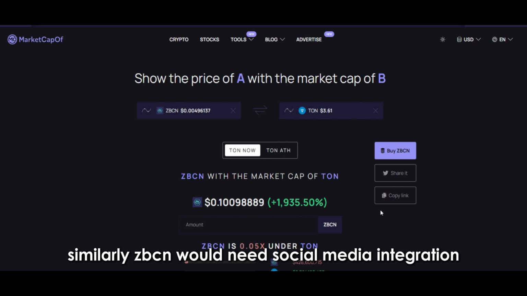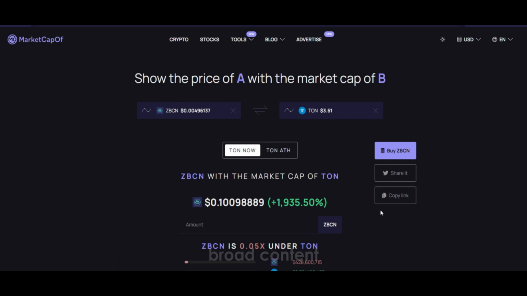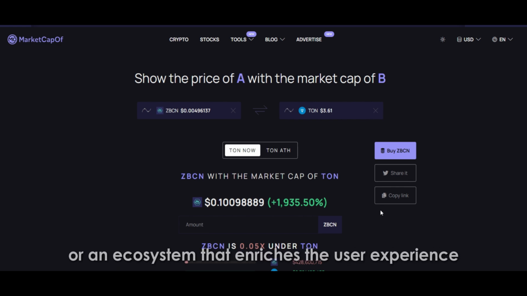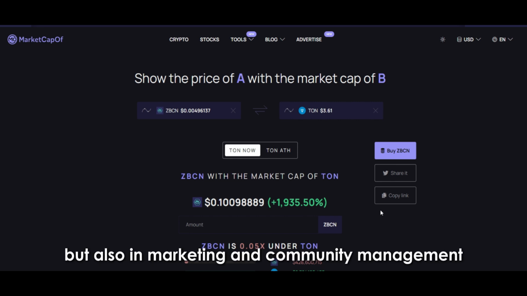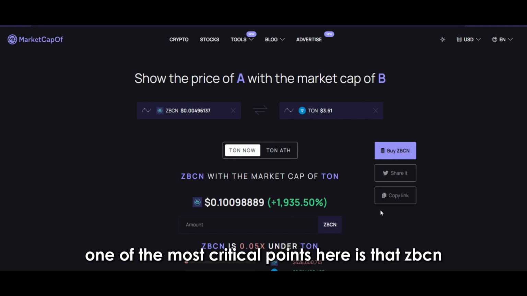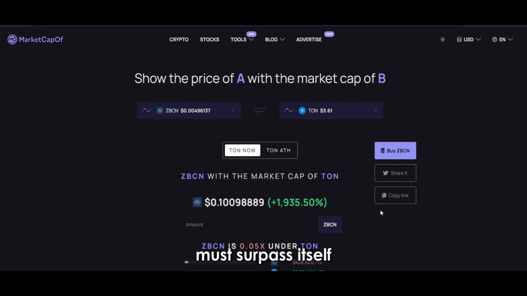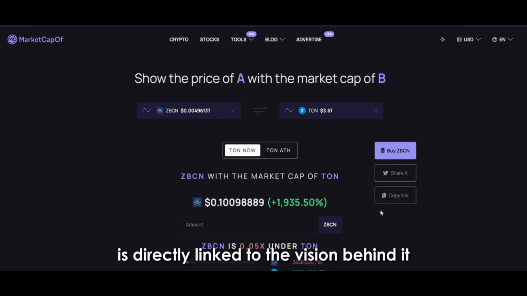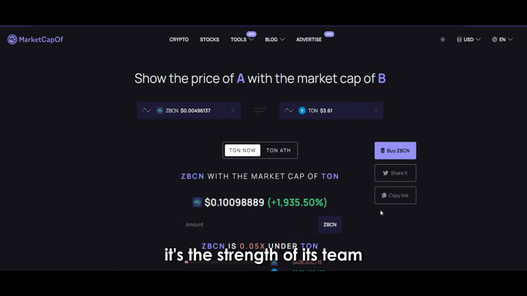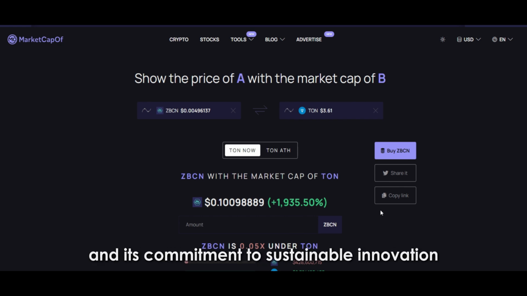Similarly, ZBCN would need social media integration, broad content creator support, or an ecosystem that enriches the user experience. This requires significant investments not only in technology, but also in marketing and community management. One of the most critical points here is that ZBCN must surpass itself. This doesn't just mean price increases. The long-term success of any cryptocurrency is directly linked to the vision behind it, the strength of its team, its roadmap, and its commitment to sustainable innovation.